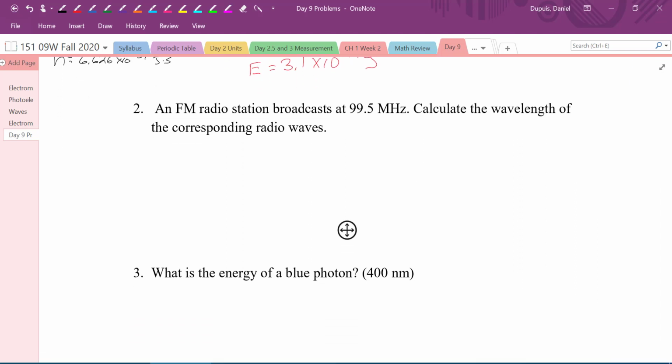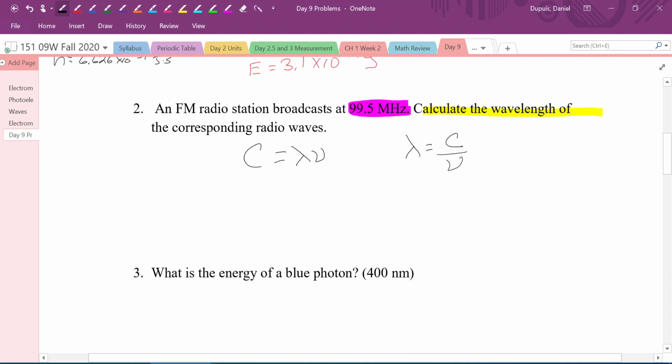Number 2, an FM radio station broadcasts at 99.5 megahertz. Calculate the wavelength. All right, so that's C equals lambda nu, right? Or lambda equals C over nu. So my wavelength will equal C. What's C? I got 3 sig figs, so 3.00 times 10 to the 8th meters per second. Megahertz here. So I have 99.5. Mega is times 10 to the 6, 1 over seconds.